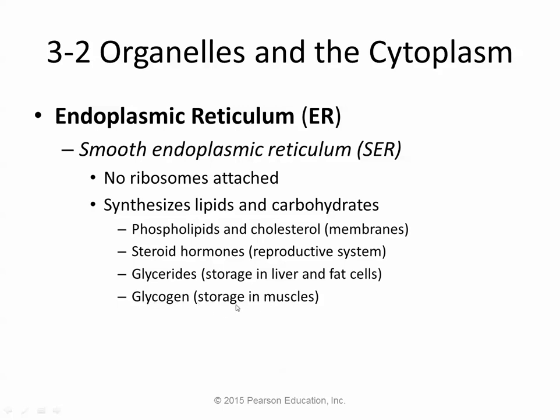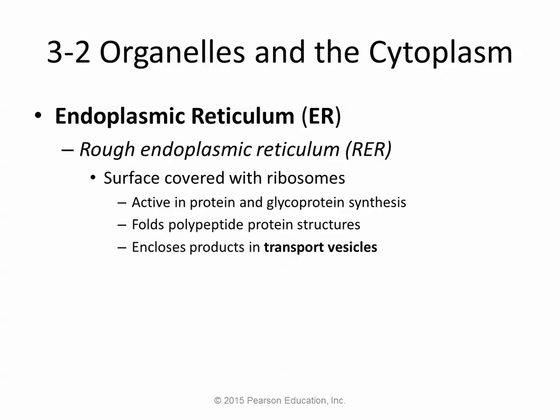And when the cell needs it, it can pick off the glucose one by one from the glycogen. And this is a polymer where individual glucose molecules are linked together into these large chains, and then individual glucose molecules can be picked off when needed for energy.